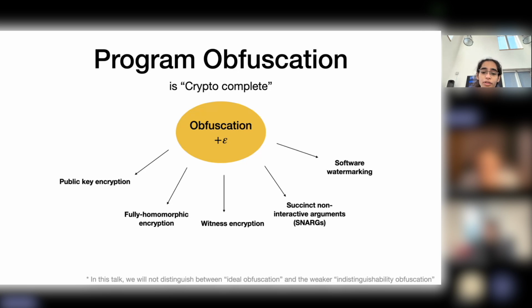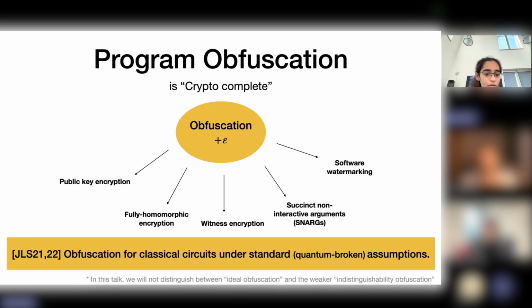So this is a really important tool in cryptography, but does it exist? Well, a few years ago, this breakthrough work by JLS constructed obfuscation for classical circuits under standard assumptions. Never mind that they're quantum broken, but this was a huge breakthrough. And so now we have obfuscation for classical circuits.